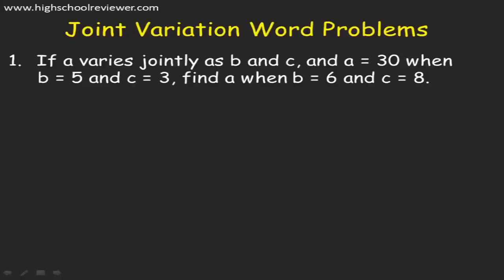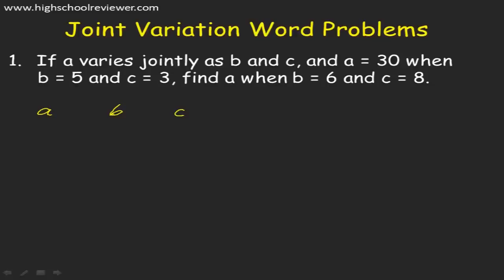Joint variation word problems. Problem number 1. If A varies jointly as B and C, and A equals 30 when B equals 5 and C equals 3, find A when B equals 6 and C equals 8. So we have three variables, variable A, variable B, and variable C. And then we have two sets of values for A, B, and C.